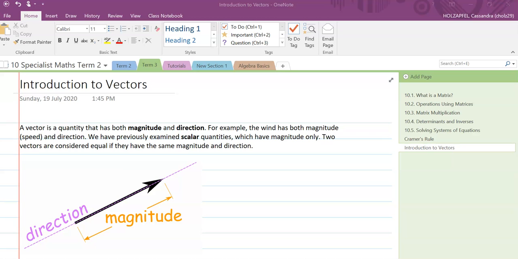Two vectors can be considered equal if they have the same magnitude and direction. So here we can see we have an arrow representing a vector. This here is called the head of the arrow, and this here is called the tail. So that means that if I had another vector that was pointing in the same direction and had the same length, then it would also be a vector that is equal to my vector that I have on screen.